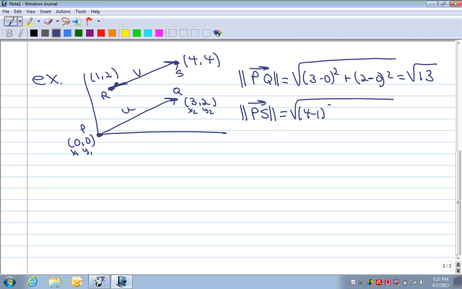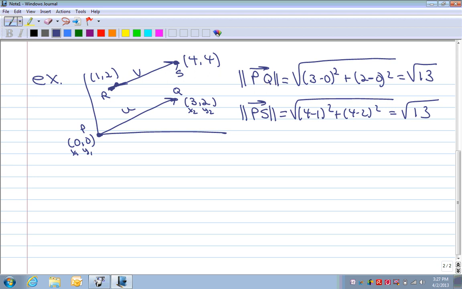We'll have 4 minus 1 squared plus 4 minus 2 squared, and when we figure that out, we'll also have the square root of 13. So in other words, in this particular case, both of these vectors have the same magnitude, or the same length.